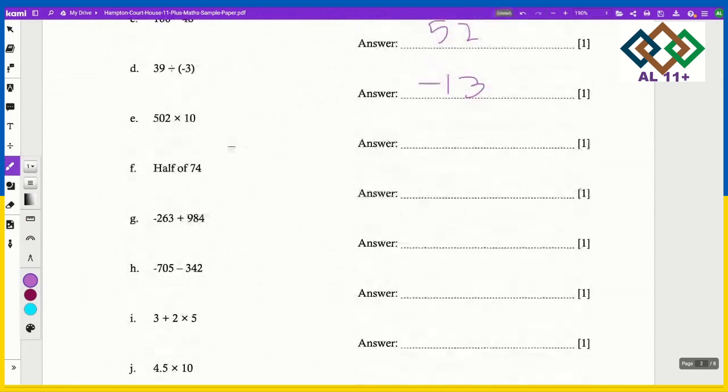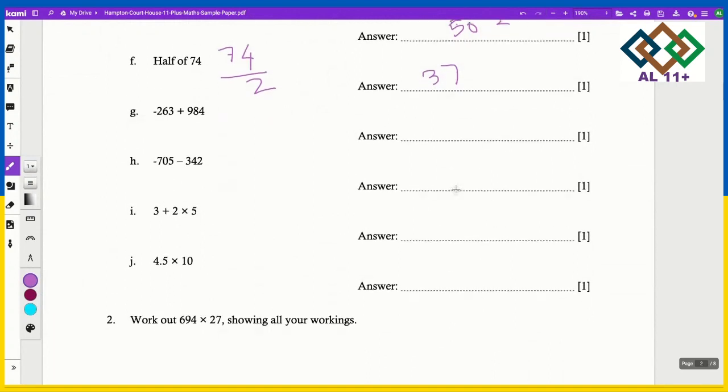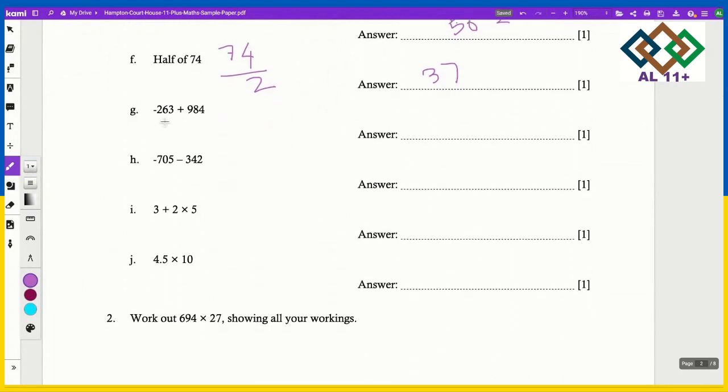Then you have 502 multiplied by 10. That is 5020. Then you have half of 74. If you don't know how to find half, the easiest way is divide by 2. So half of 74 is 37. Then you have minus 263 plus 984. That's 721.